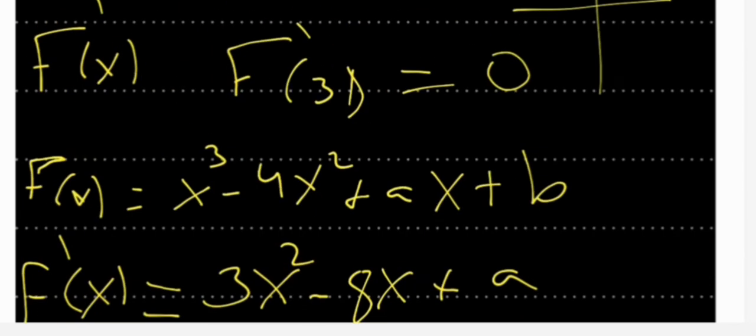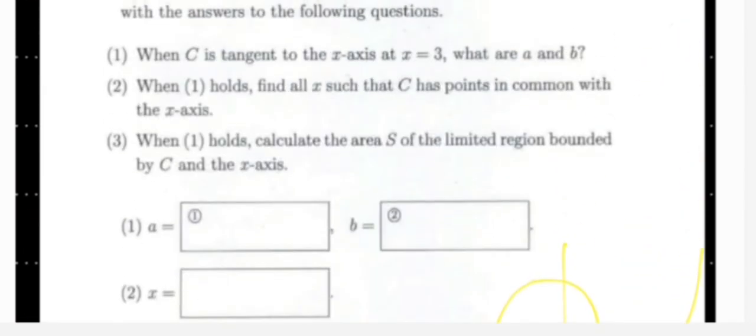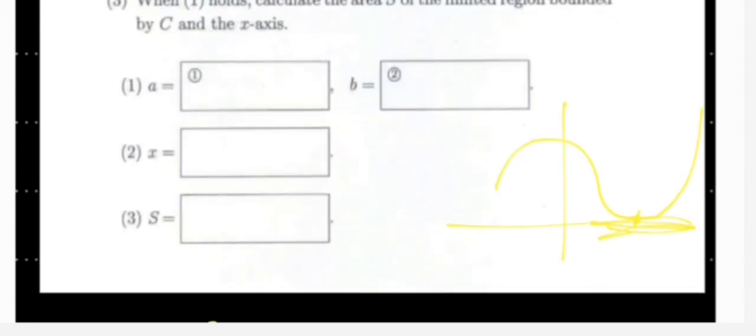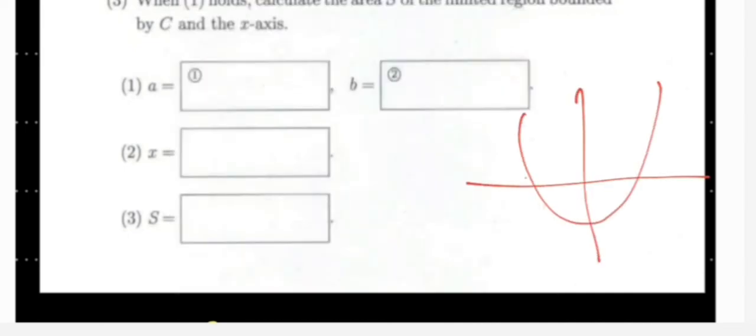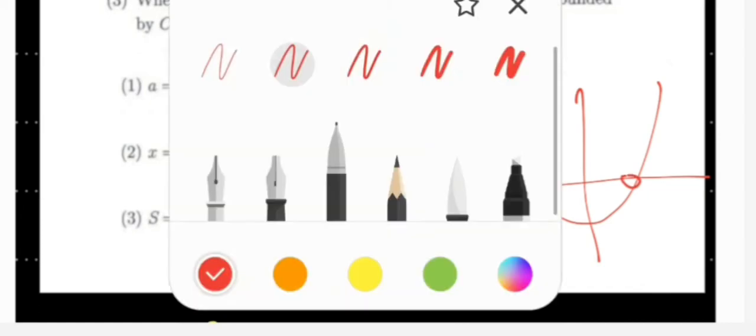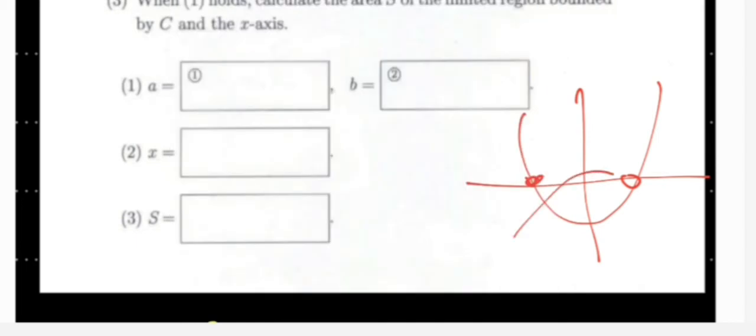Over here, when one holds, find all x's such that C has points in common with the x-axis. So what he is asking you right now is the roots. What do I mean? If it was a quadratic function, this is what he's asking you: the points where it is cutting the x-axis. So what points do we have that this curve has in common with the x-axis?